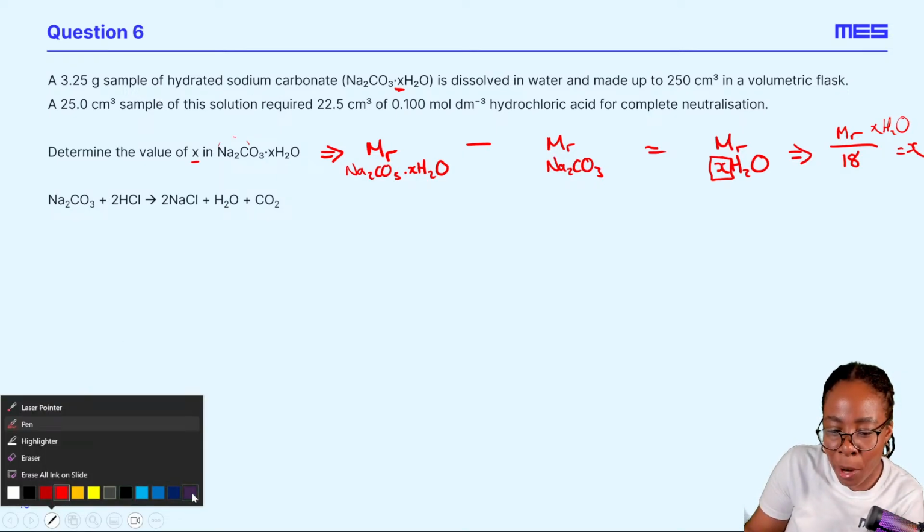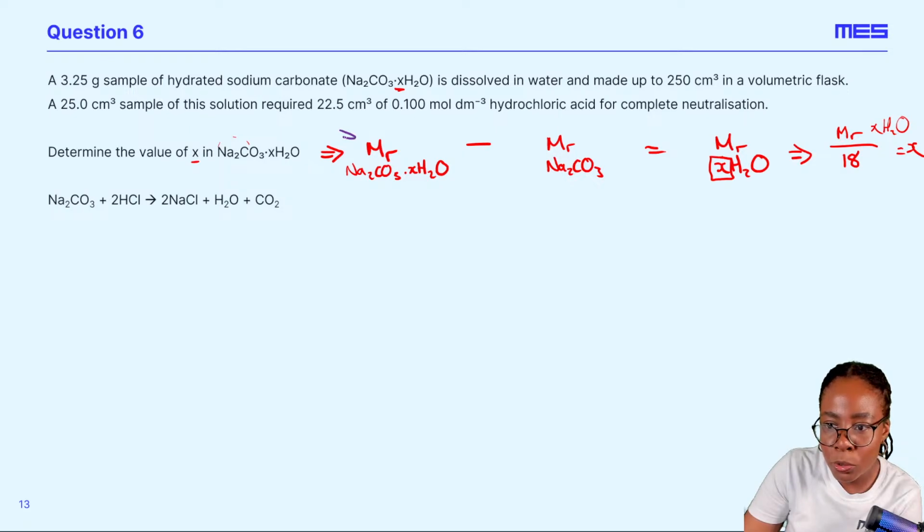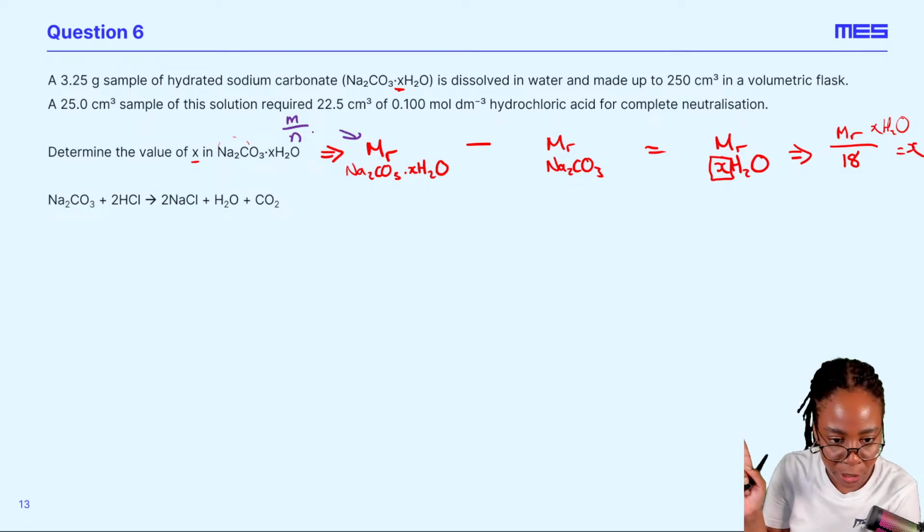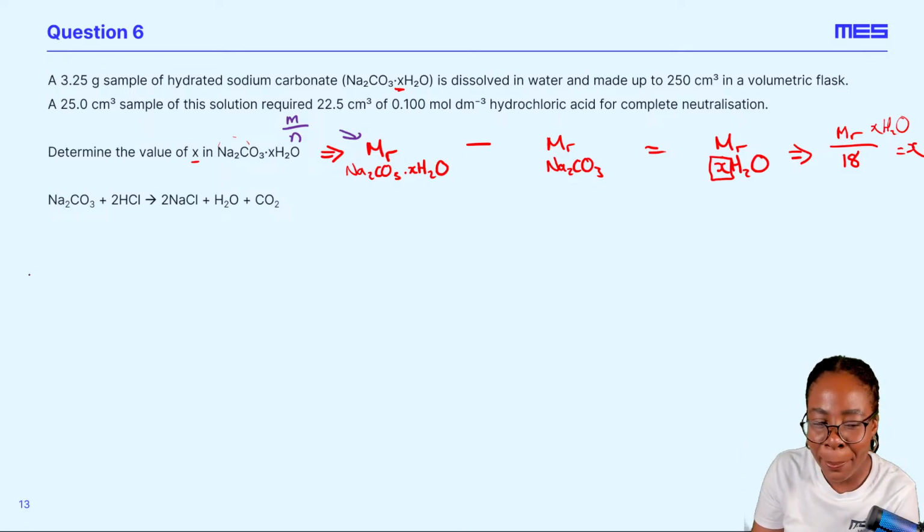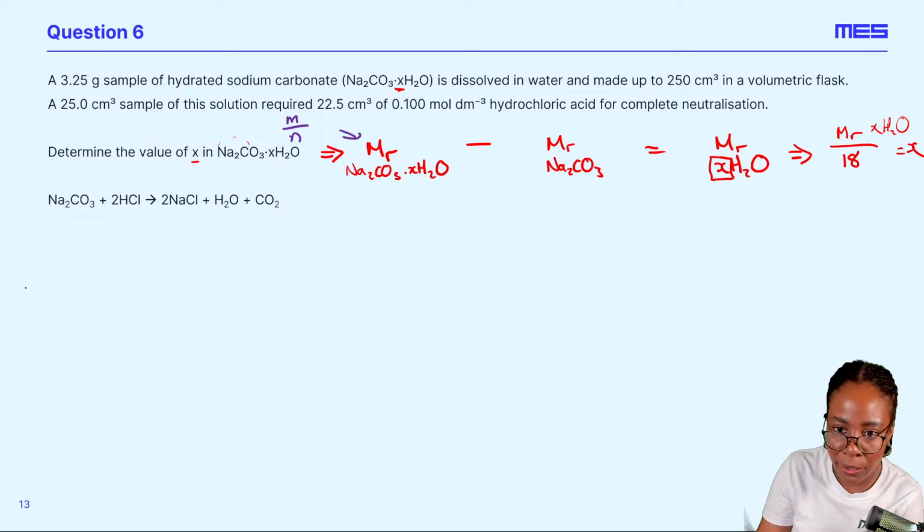We know that MR, how is that going to be related to moles? Well, that's going to be mass over moles, because moles is mass over MR, and then you just rearrange. Okay, hopefully that's clear, but if not, as we work through this calculation, it's going to become even clearer.